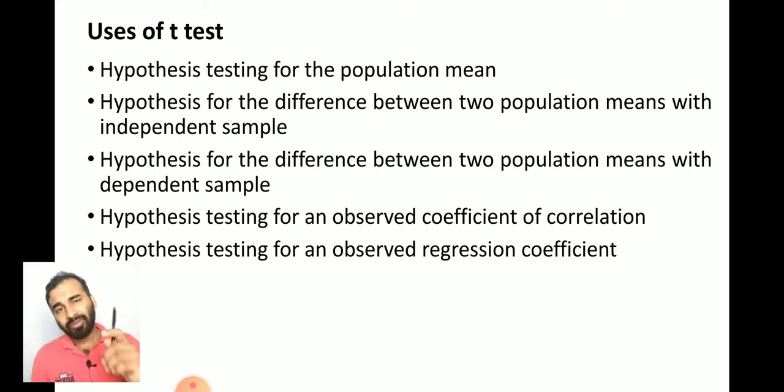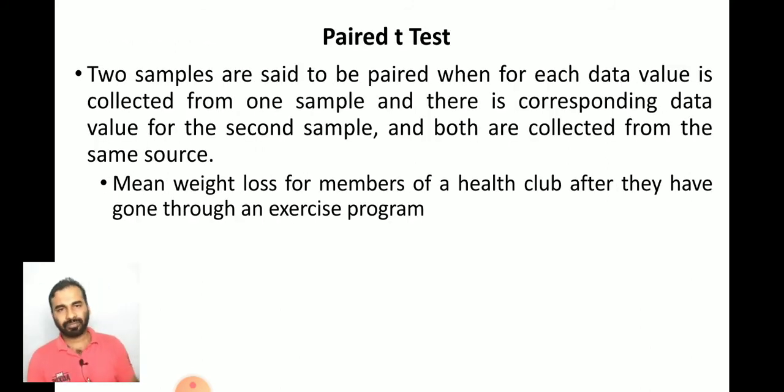So now we have discussed first, second, and now we are moving to the third use of t-test, that is hypothesis testing for checking the significant difference between two population means when the samples are dependent, or when the samples are paired or dependent. Clear? So for this purpose, we are using an exclusive t-test called paired t-test or matched t-test.